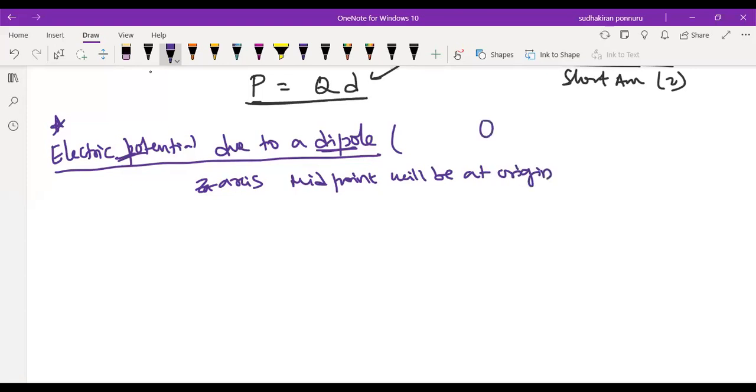Midpoint in the sense, earlier I have taken plus q and minus q, both separated by a distance d. So what does the midpoint mean? This is the midpoint. From here to here we will have d by 2, and from here to here we will have d by 2. Such an arrangement I'm going to take on the z-axis. I'm going to place this dipole on the z-axis and we are going to draw the required diagram.